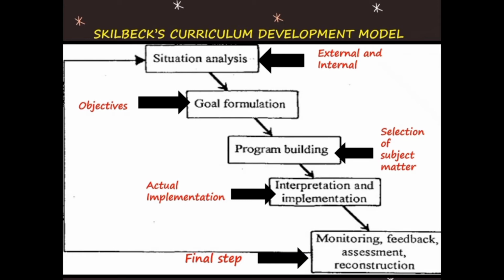His model gives a dynamic approach to the construction of curricula. When employing this strategy, curriculum workers can begin at any point in the process. But as illustrated in this figure, each phase is interconnected and follows a systematic sequence. Skolbeck's model has 5 steps. The first one is situation analysis, both external and internal situation analysis.